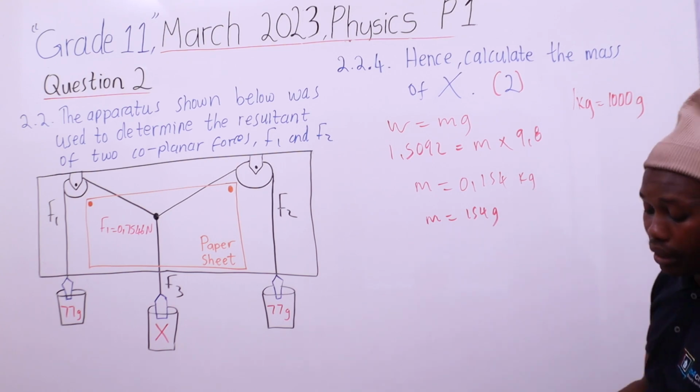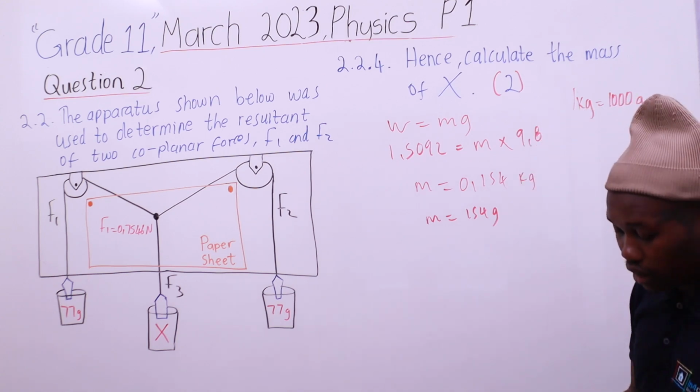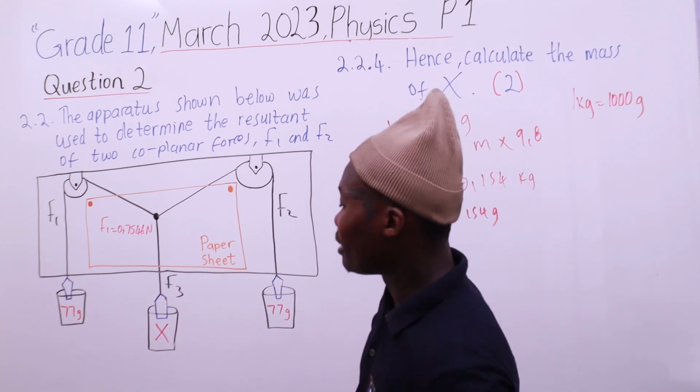So this 0.154, when you multiply by 1000, you get 154 grams as our answer as the mass of x. On to the next question.